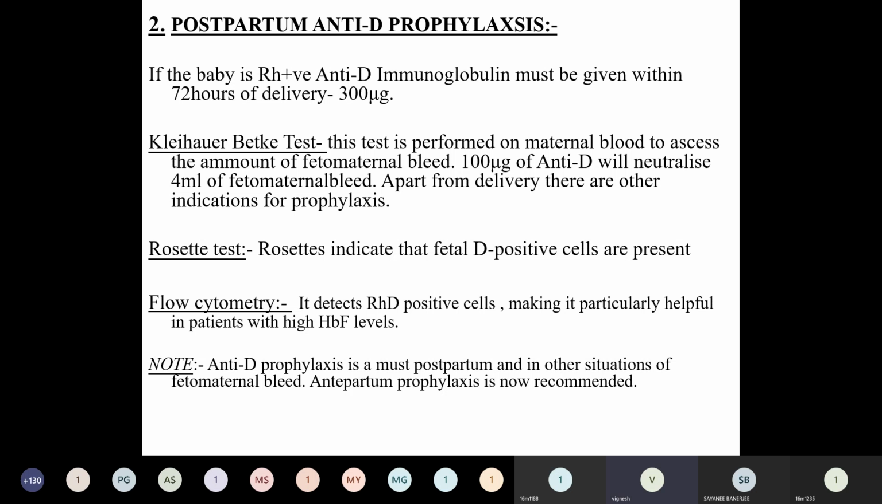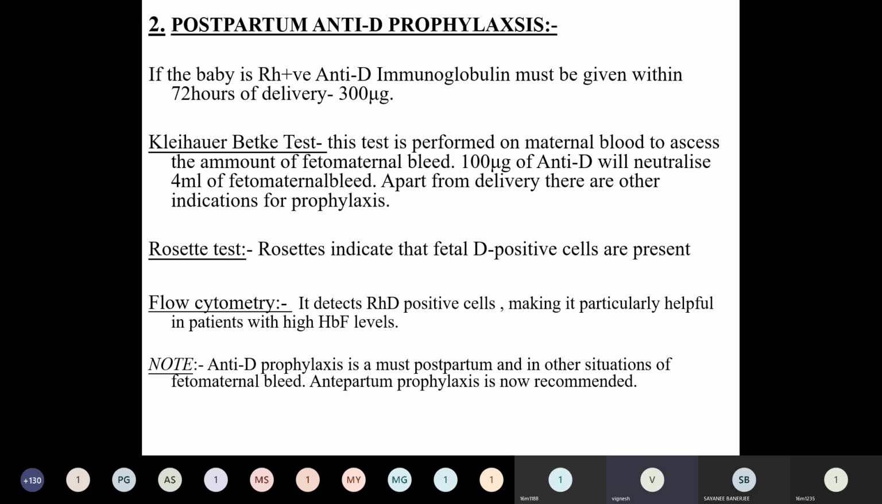So when do you give? If the baby is Rh negative, there is no need for postpartum prophylaxis of anti-D. Only if the baby is Rh positive, anti-D immunoglobulin must be given within 72 hours, ideally within 48 hours, but you can give up to 72 hours. That is, the dosage is 300 micrograms.